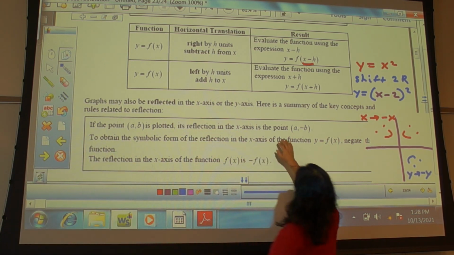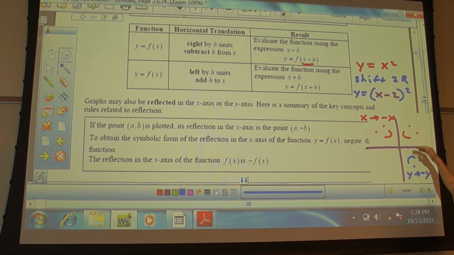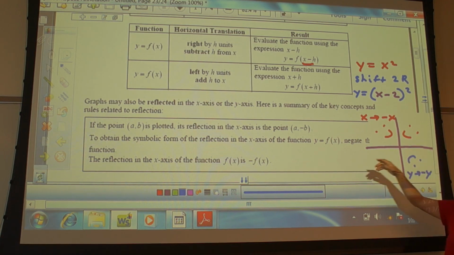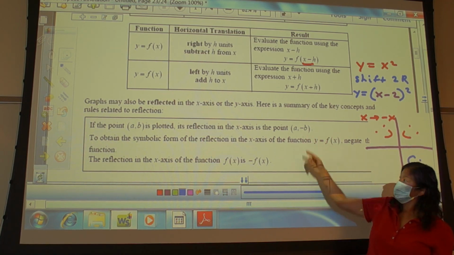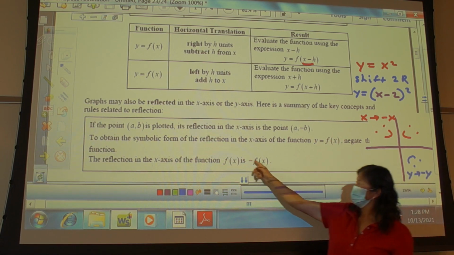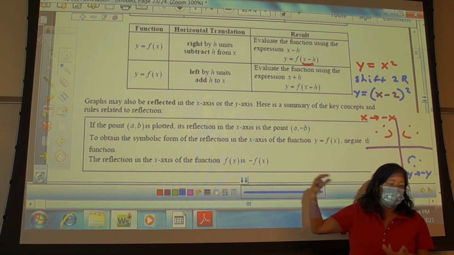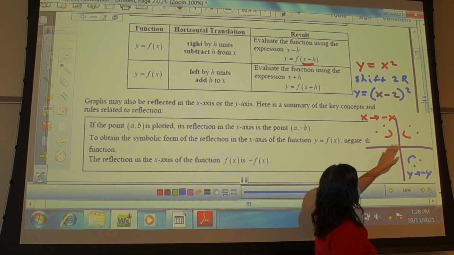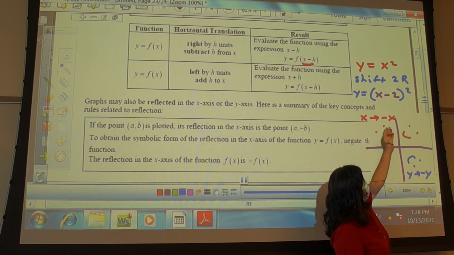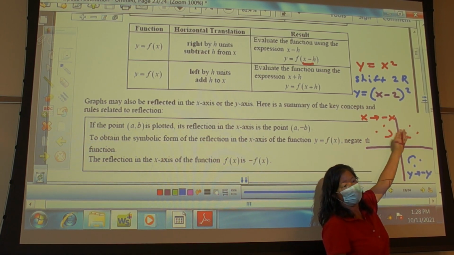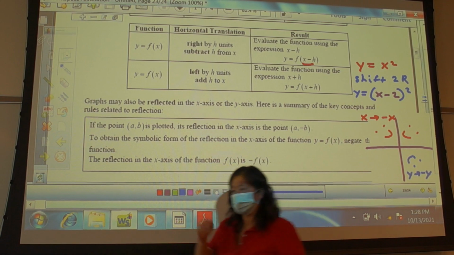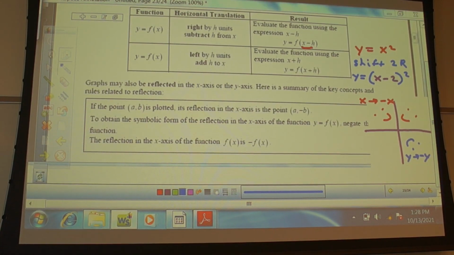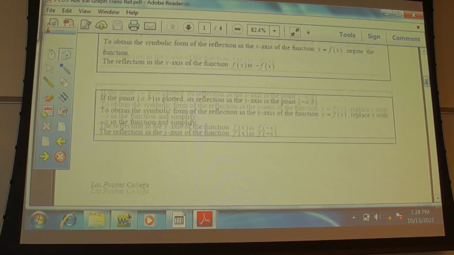All right, so if it's across the x-axis, then my y becomes negative y. So that means the whole function becomes negative. The whole function gets negativized, kind of, gets multiplied by -1. If it's across the y-axis, my x becomes negative x, so only the x part becomes negative x. We did this a little while ago. It's been a week or so, maybe a week and a half, a couple weeks.